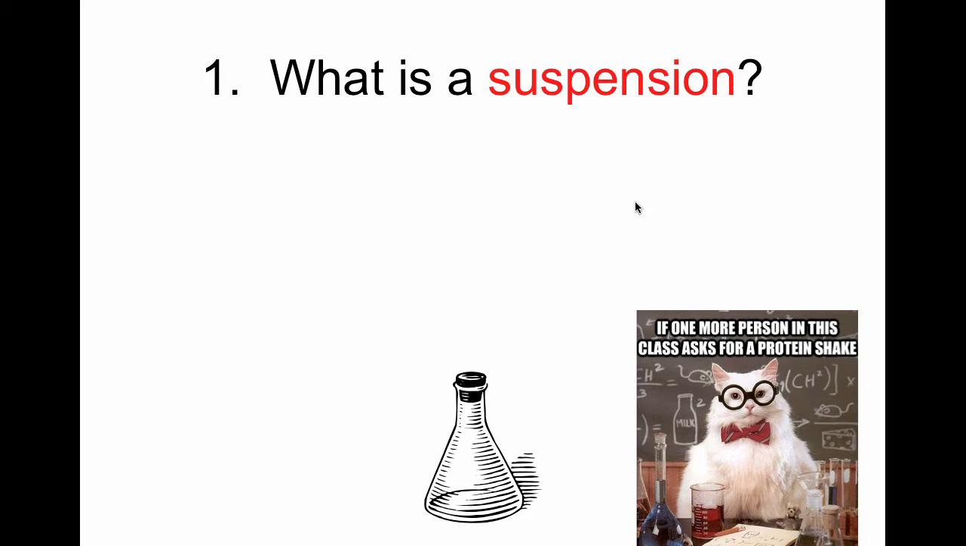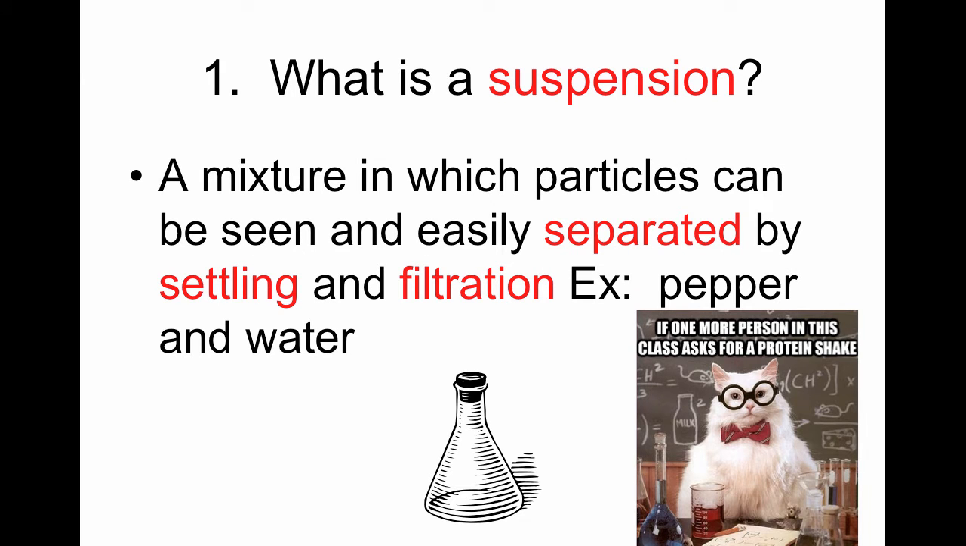So a suspension. A suspension is a solution that has particles in it that can be seen and easily separated. So you can easily pick them out. You can use a filter to get them out. They're a lot easier to see. A good example is pepper and water. You could have muddy water. You can have just rocks in water. Oil in water, where you can see the particles easily, and it's very easy to get them out.